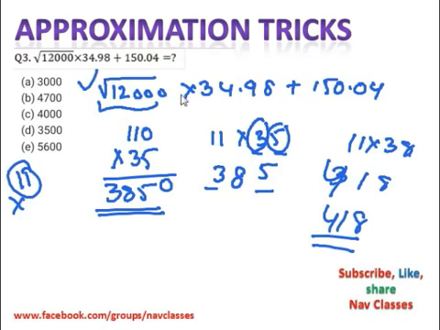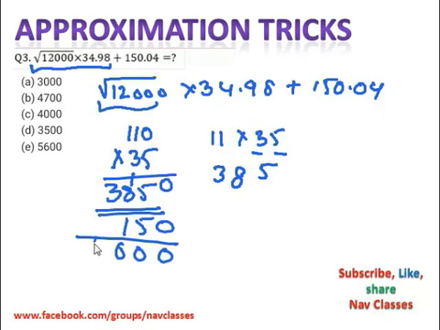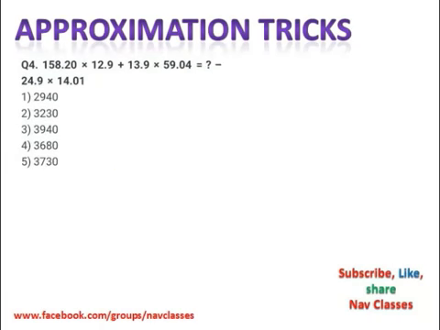Okay, let's see the question. Right now we revised our tricks for perfect squares, non-perfect squares, and all 11 multiplications. Now let's see the question. The question says plus, we are going to add 150 into it. It will come again 4,000. It means C. So C is our answer. Let's see another question.